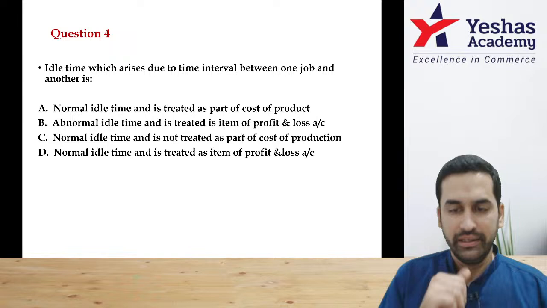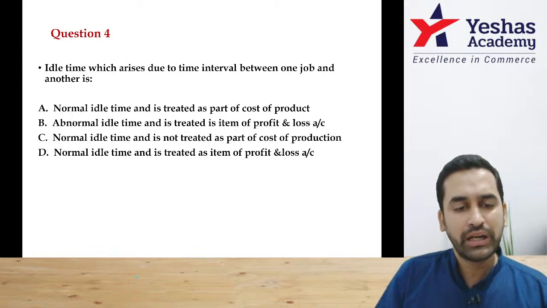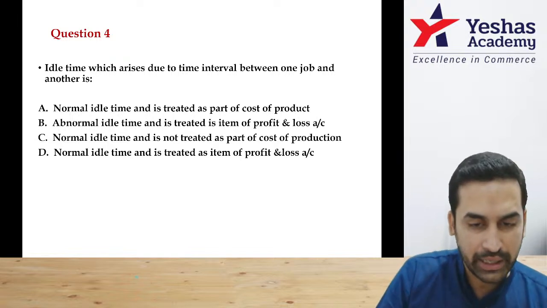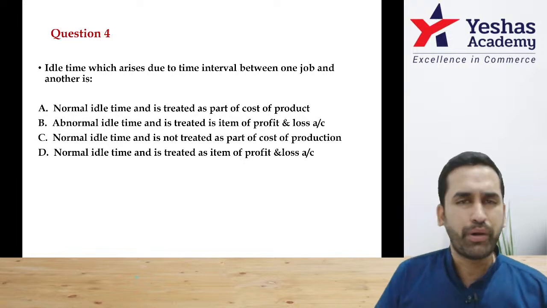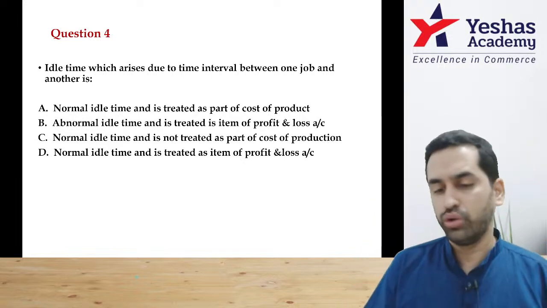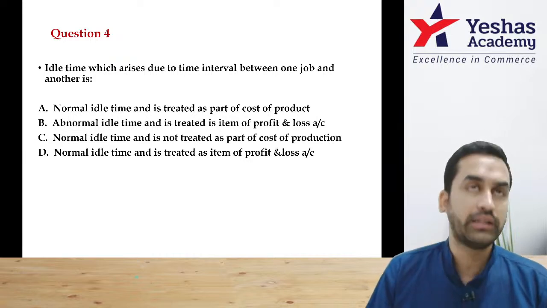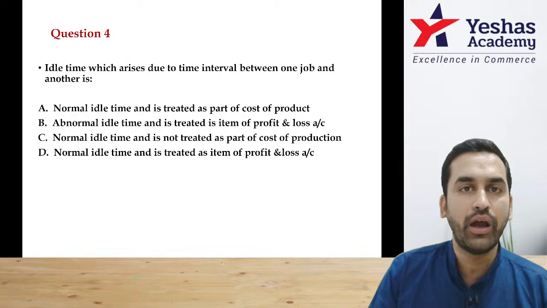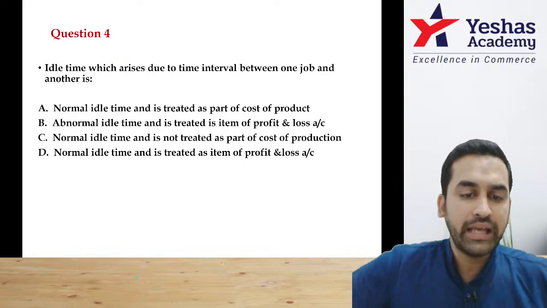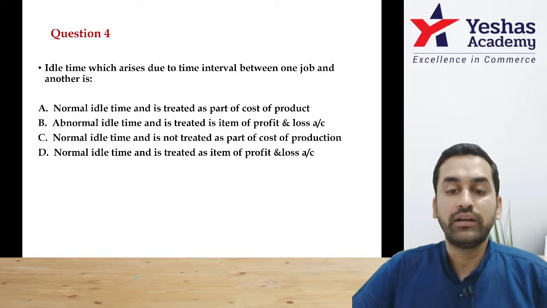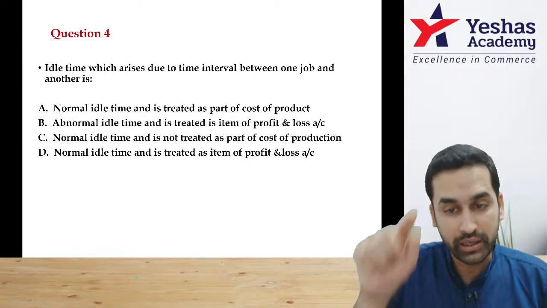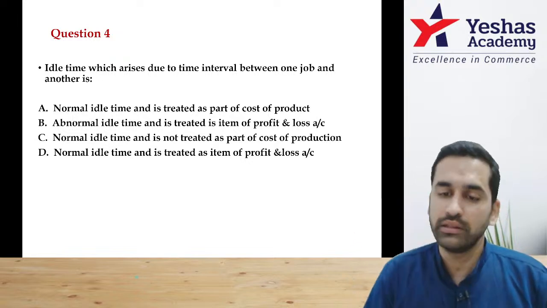Option A, C, D, if you read, option D says normal idle time, but it is treated as an item of profit and loss account. No, no, no. Why will it go to profit and loss account if it's a normal cost? Sir, then answer should be somewhere in A or C. Correct? Read. A says normal idle time and treated as part of cost of product. This is the correct answer.